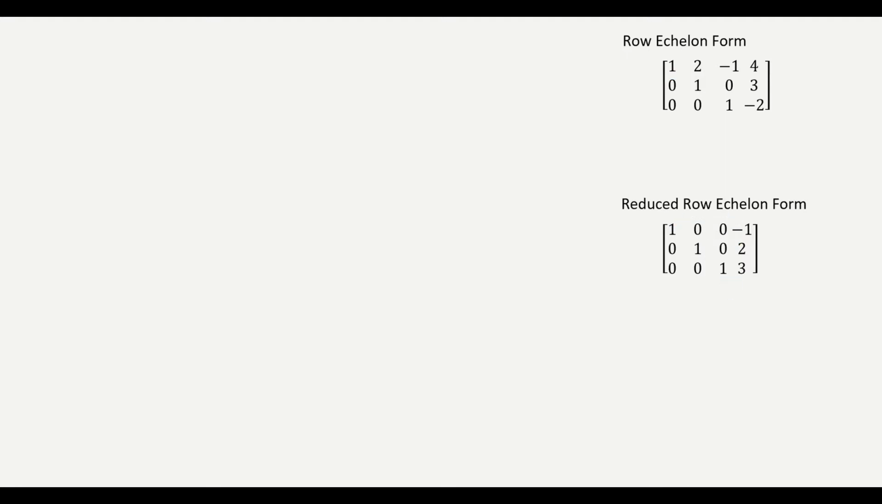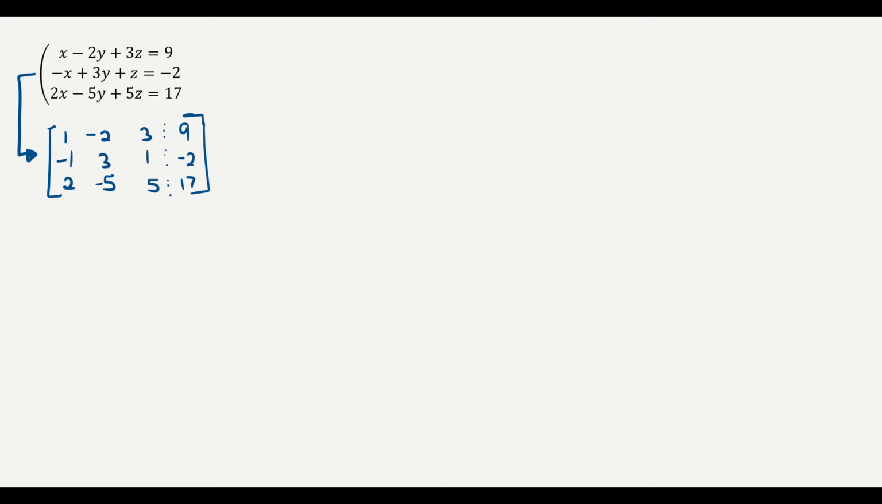Okay, but there I just wanted to define a couple terms, row echelon form and reduced row echelon form. Again, row echelon form is when you have all rows with a leading 1, and there are always zeros below the 1, like that. Okay, let's go back to our system then.